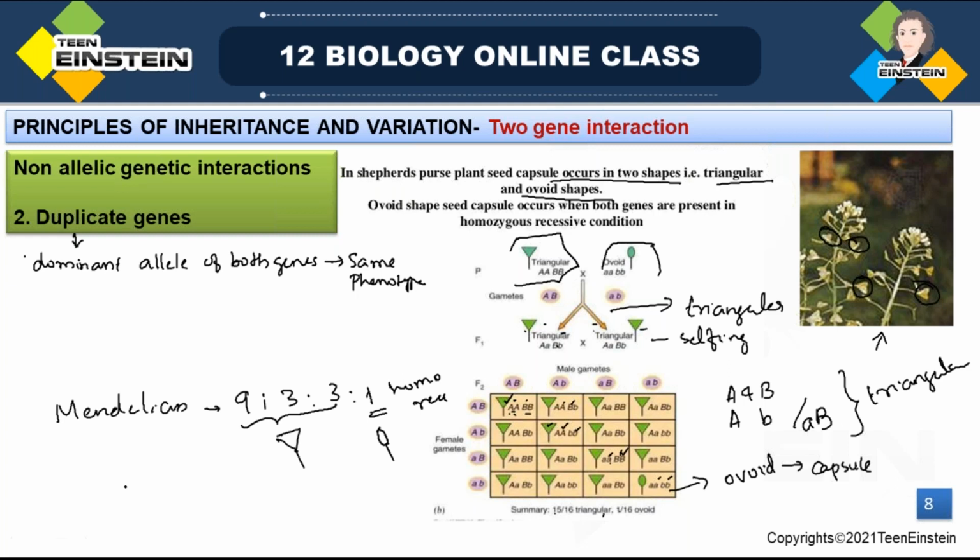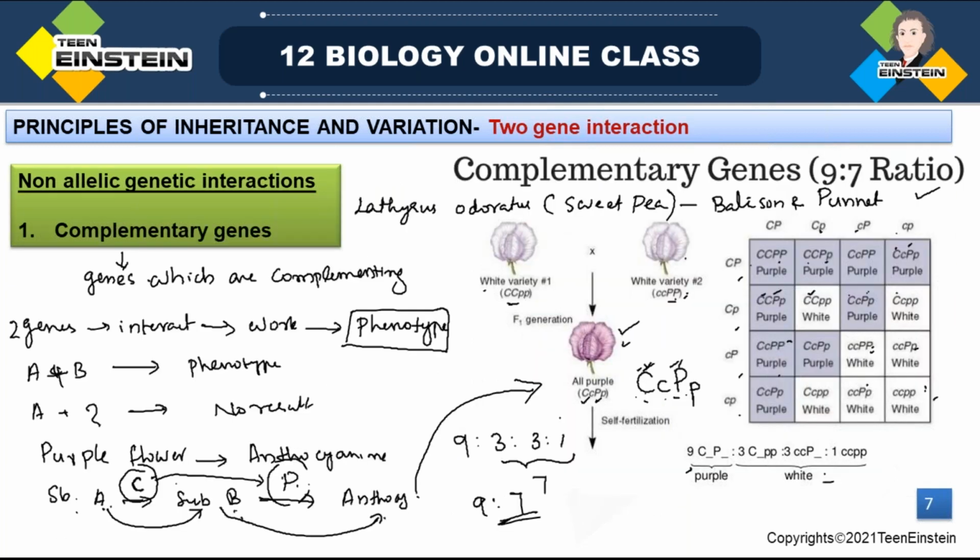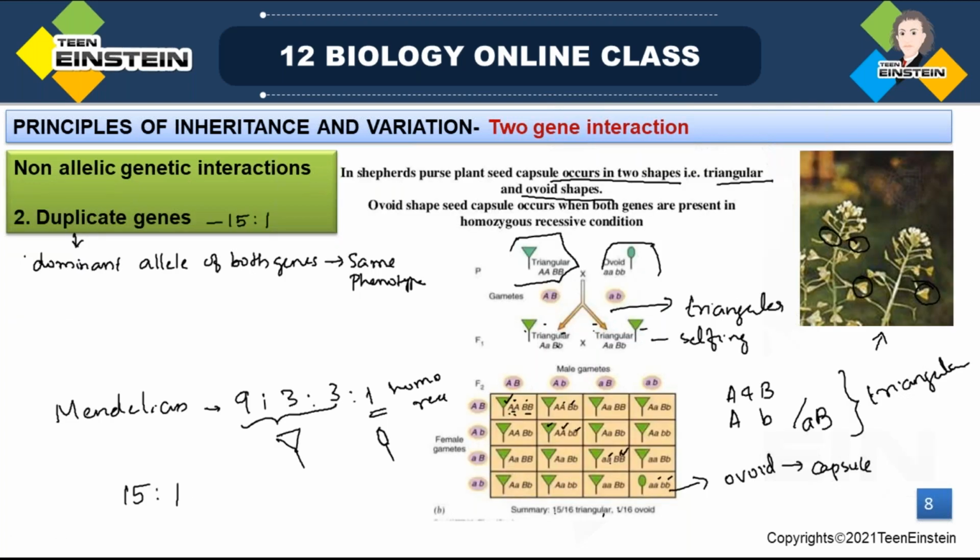So here in duplicate gene, the Mendelian ratio again shows deviation, and it is showing a ratio of 15:1. So in duplicate genes, the ratio is 15:1. But in the previous one, we learned complementary, it is 9:7. Here in duplicate gene interaction, it is 15:1. Is it clear? Here triangular and ovoid, both we crossed, and in F1 that formed heterozygous condition and F1 was allowed for selfing.